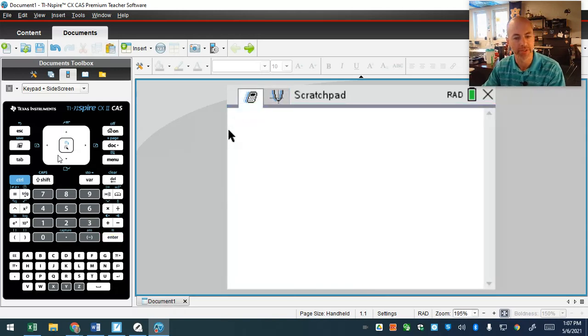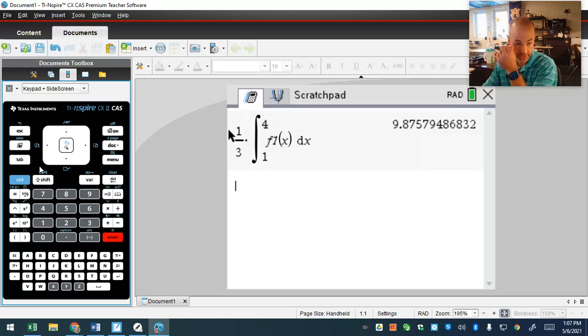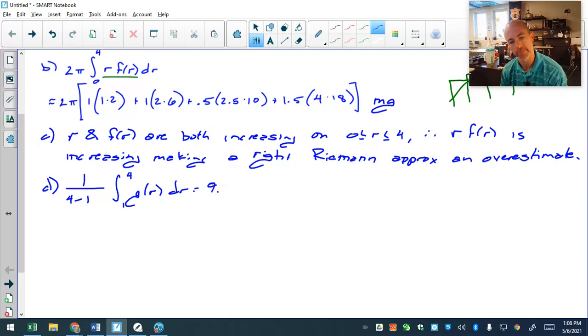And I want to find the average value of that, and it was from 1 to 4. So control divide, 1 divided by 4 minus 1, which is 3, antiderivative 1 to 4 of f1 of x dx. I'm going to get that decimal answer. And I'm not through. That's not my final answer. So I'm going to store that for A. So I got an average value of 9.8757. And I'm going to store that in my calculator for A.